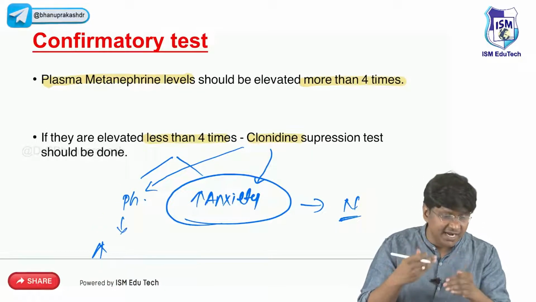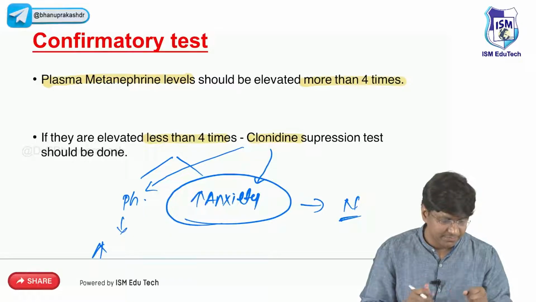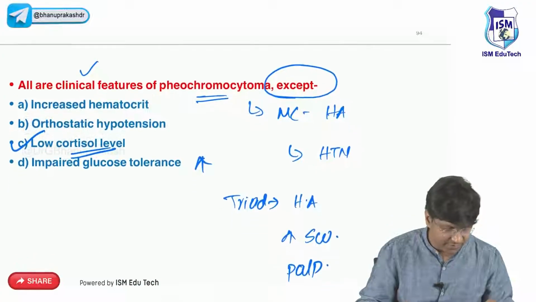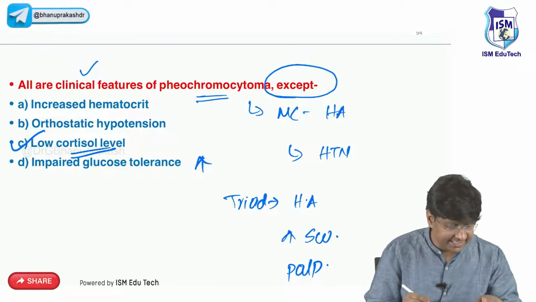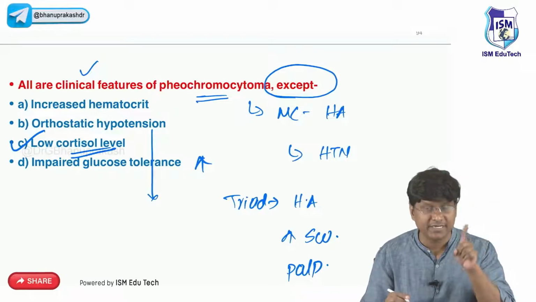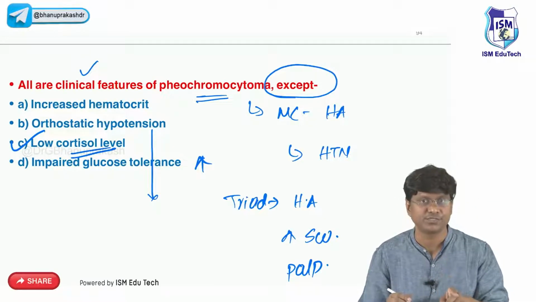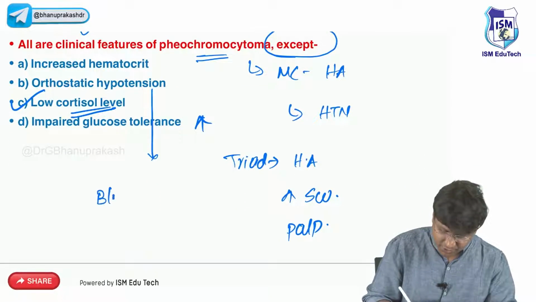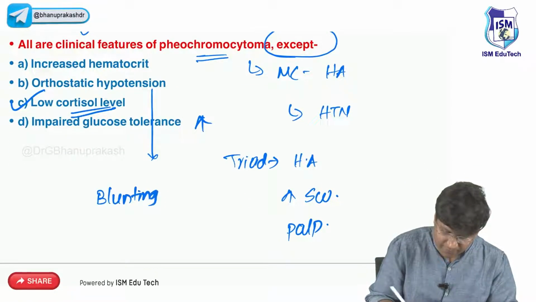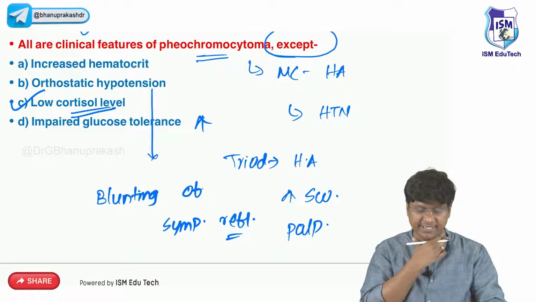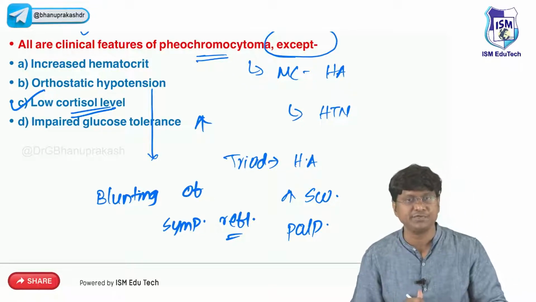Extra-adrenal pheochromocytomas. Okay, what is your question? Orthostatic, yes, Himanshu Patel and all of you have answered. Orthostatic hypotension will be there in patients with pheochromocytoma. Why? Because in patients with pheochromocytoma, you will have blunting of the sympathetic reflexes. And that is the reason why you will have orthostatic hypotension in pheochromocytoma.